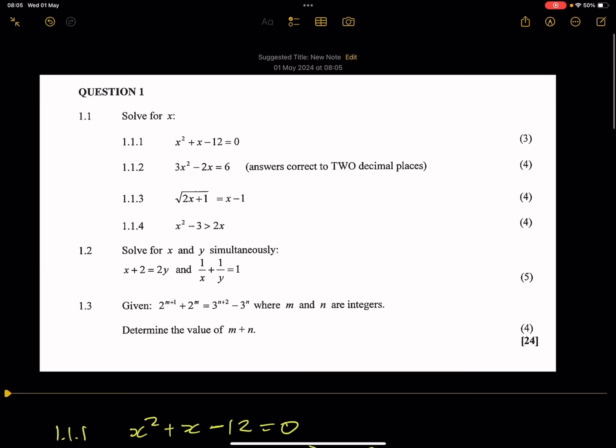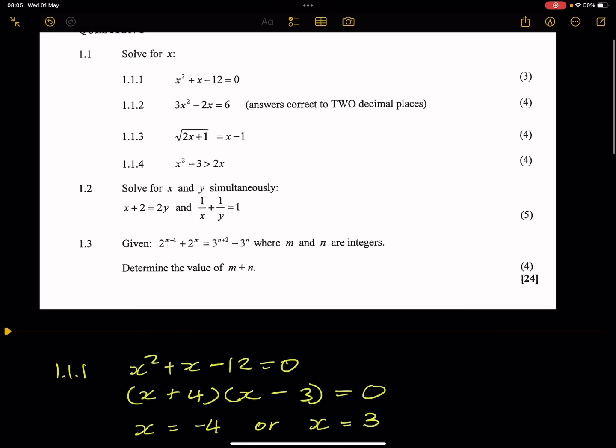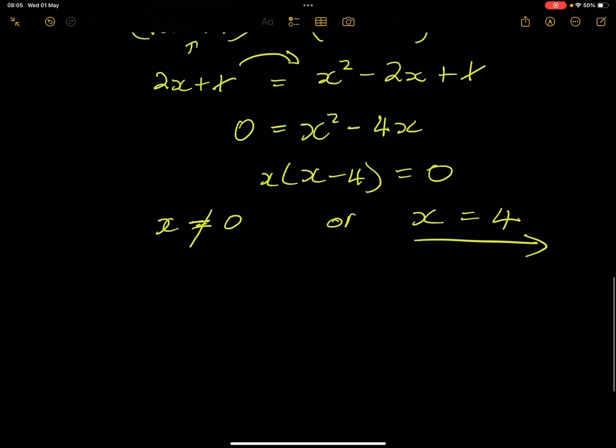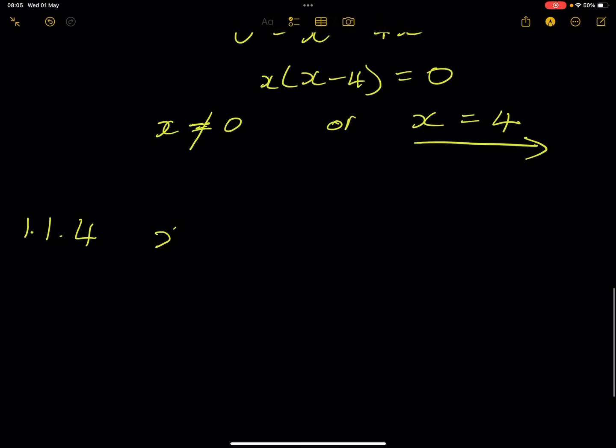Okay, so that was 1.1.3 actually. Right, and then we've got inequalities. We've got x squared minus 3 greater than 2x. So that's 1.1.4. Right, so we've got x squared minus 3 greater than 2x. So we need to find out, okay, how do we solve this? Of course, we get it into standard quadratic form first. So that's x squared minus 2x minus 3 greater than 0.